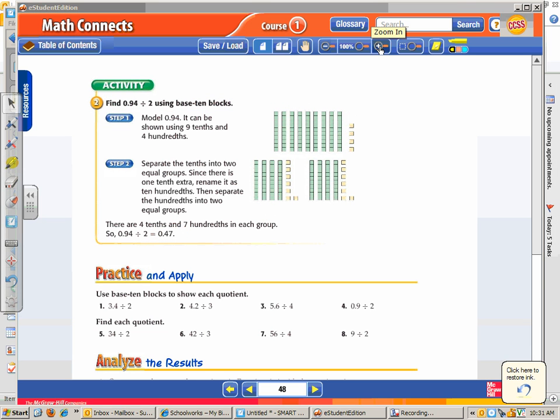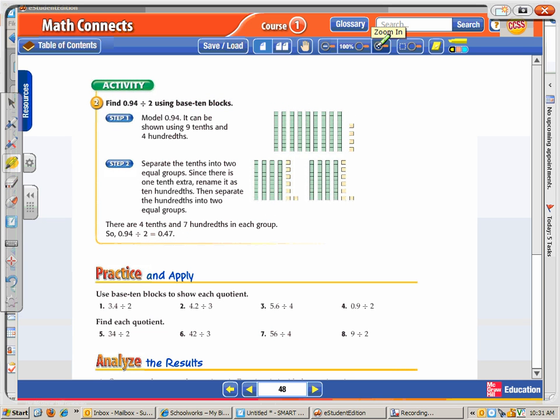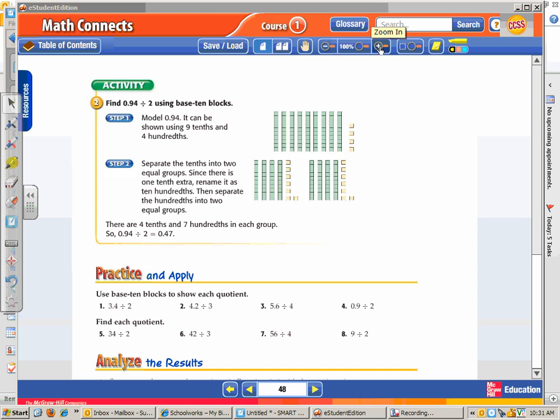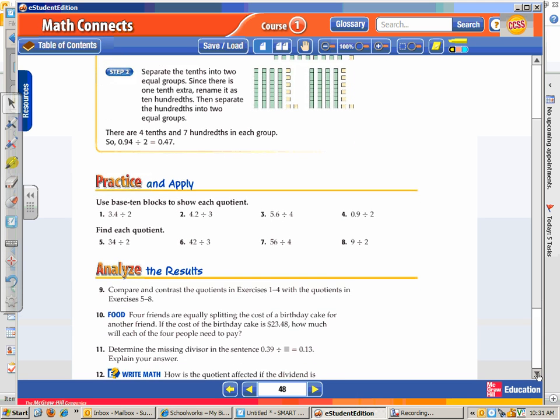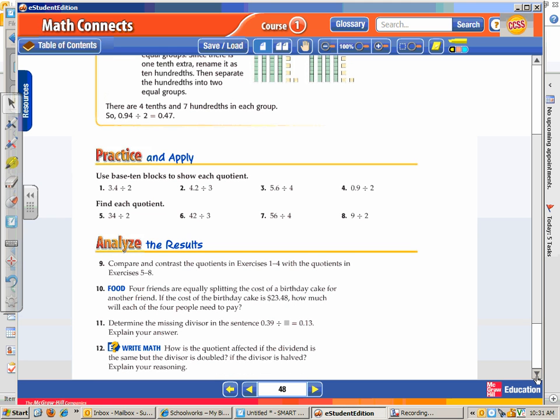All right, so down here, let's see if I can zoom down. It must be because it's a Monday that this isn't working the way that I want it to.